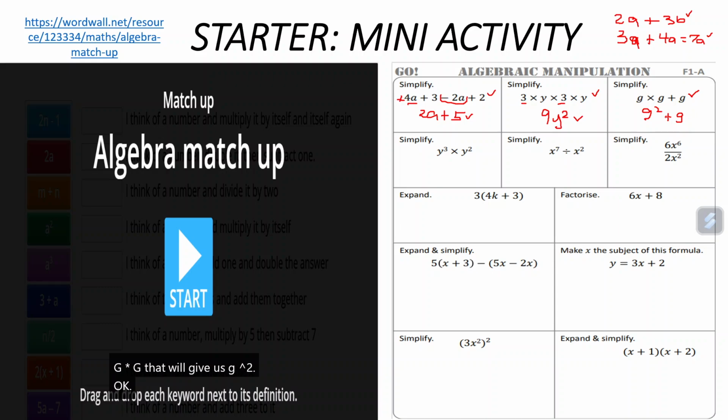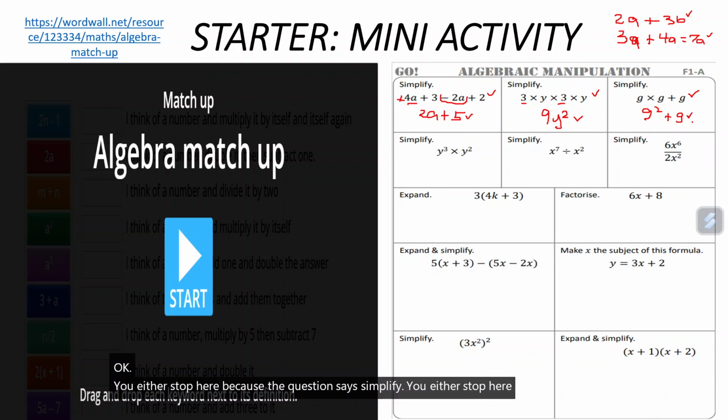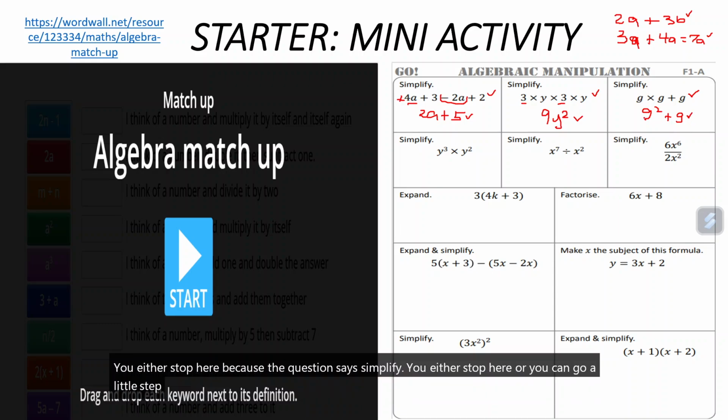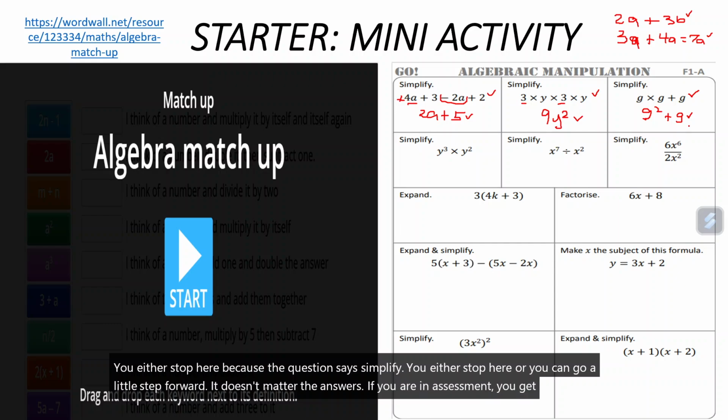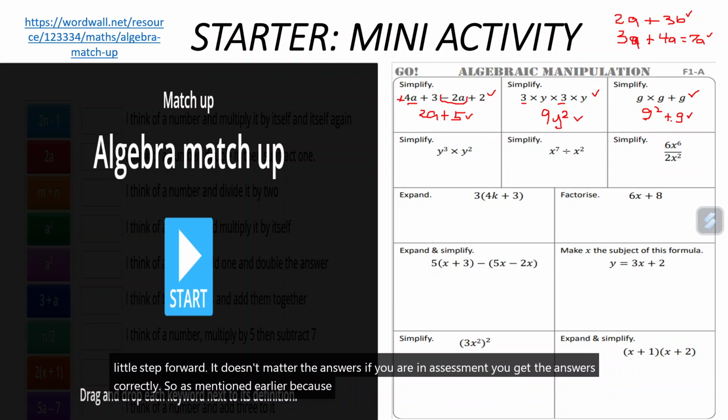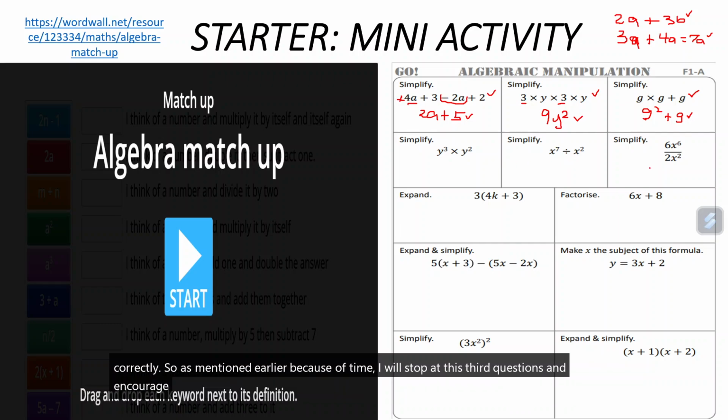You either stop here because the question says simplify, or you can go a little step further. It doesn't matter. In assessment, you get the answers correctly. As mentioned earlier, because of time, I will stop at this third question and encourage my viewers or learners to have a go at these other ones.